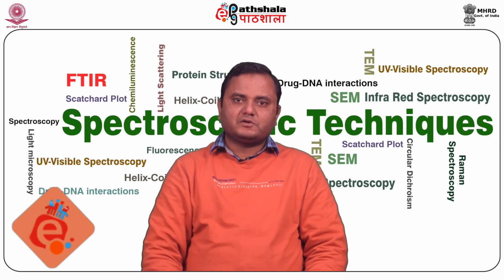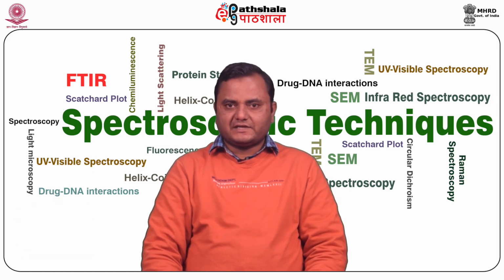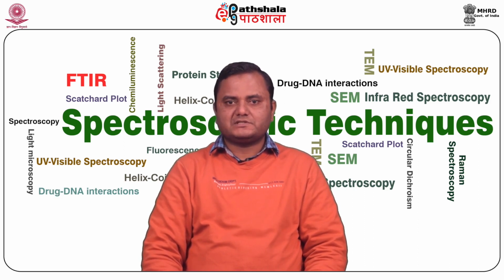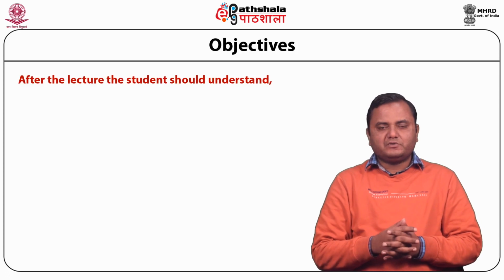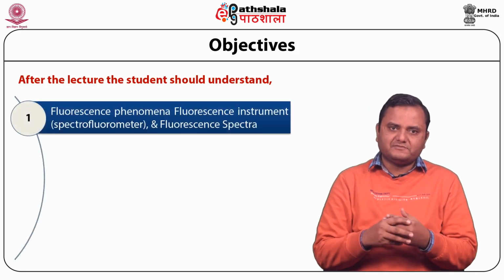Today we are going to talk about the module on fluorescence parameters, such as factors affecting fluorescence: chemical structure, polarity, viscosity of the solvent, pH of the system, temperature, and quencher, under the paper Techniques Used in Molecular Biophysics Part 2. After studying this module, the student will be able to understand what the fluorescence phenomenon is, and what the basic concept of the fluorescence phenomenon is.